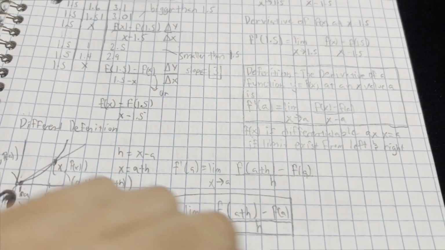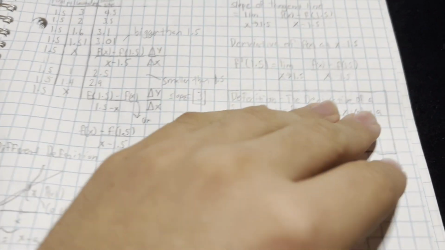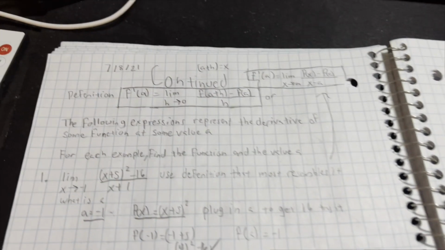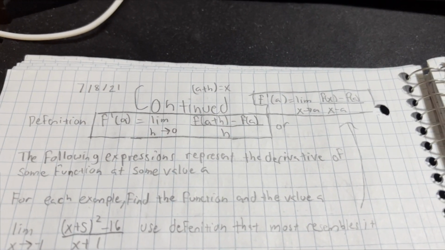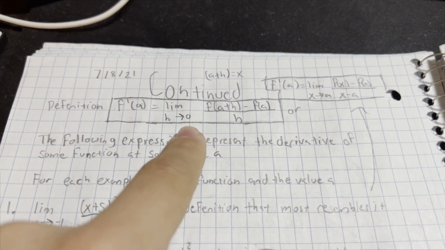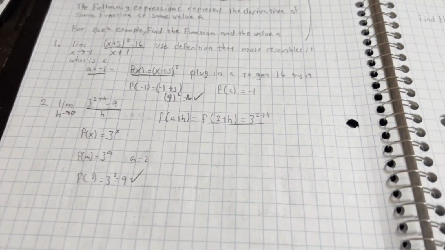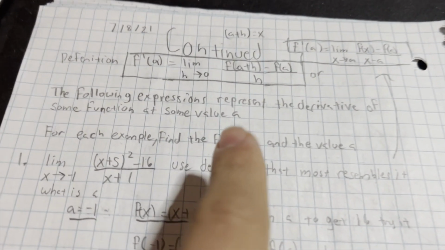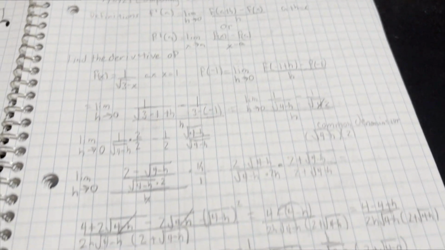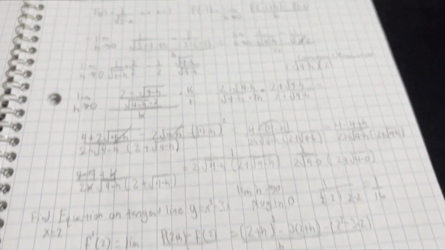Wow. And here's the actual definition. I wrote it once here and I wrote it once here just to be sure because I knew this was important. Continued. So I have f prime of a equals the limit as h goes to 0 of f of a plus h minus f of a over h. I remember solving derivatives using the actual definition, and then we learned the derivative rules, and then it got much simpler. Computing derivatives from definition. Yeah, there it is. It was a lot of work.